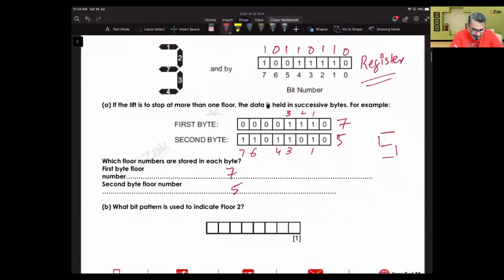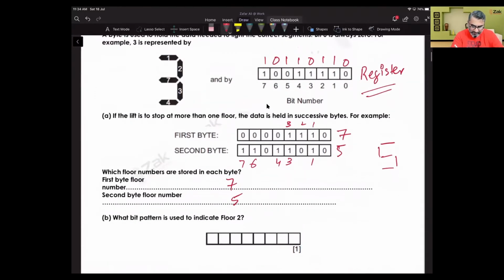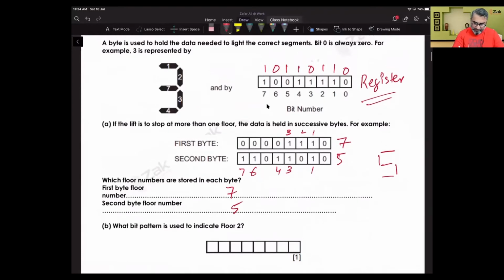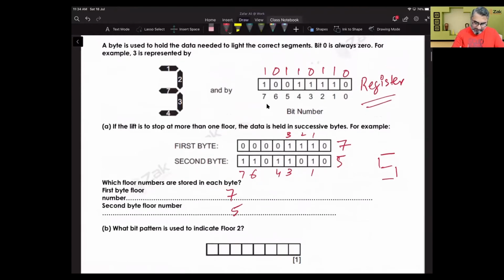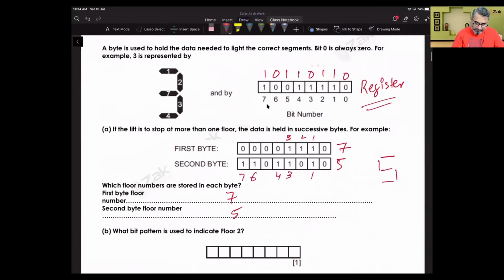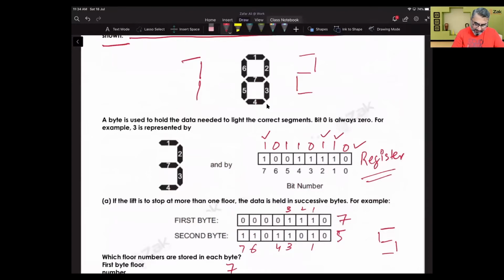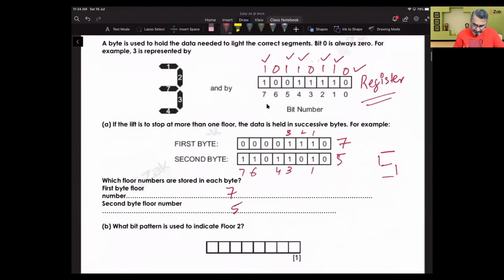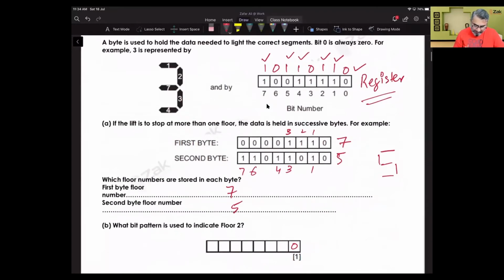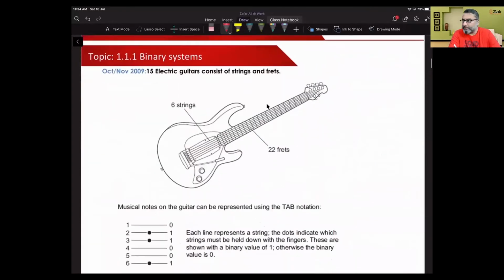What pattern is used to indicate floor 2? I told you that this is 2. So we have 1, we have 2, we have 7, we have 5, and we have 4. So 2 would be 0, 1, 1, 0, 1, 1, 0, 1. This is 2. Floor 2. Okay? So that is very simple. Let's move forward. Another question.